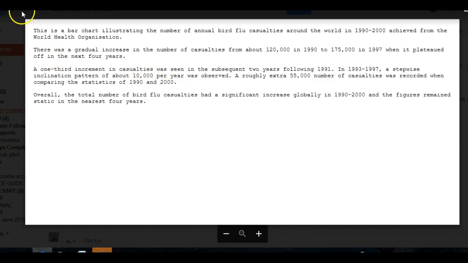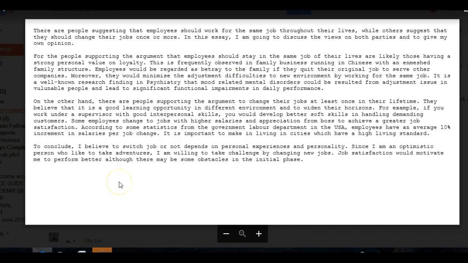But let's go on to your second task. Okay, so here it is, your task 2. Let's get straight into it. There are people suggesting that employees should work for the same job throughout their lives, while others suggest that they should change their jobs once or more. In this essay, I'm going to discuss the views on both parties and to give my opinion.